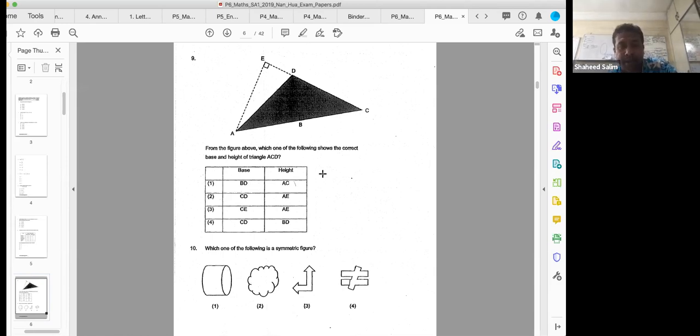You must be able to identify the base and the height. Remember, the base and the height meet at 90 degrees. There are two perpendicular lines meeting like this, or like this, or like this. That is 90 degrees.